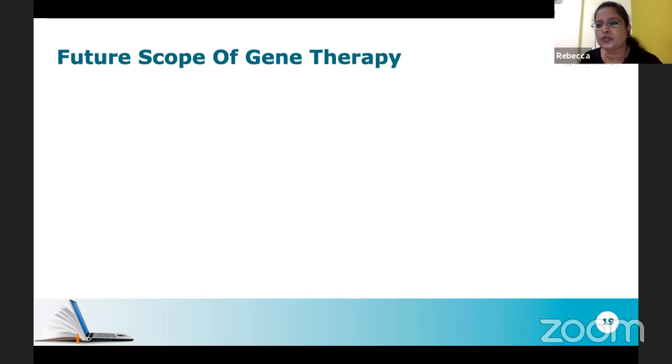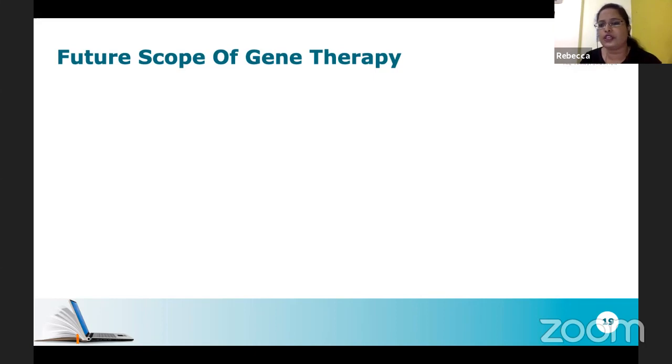It is not possible through any other medical mode. We cannot give any medicines. So any disease can be cured through gene therapy. But we have to choose the correct gene therapy with the correct procedure. It will give very good results.